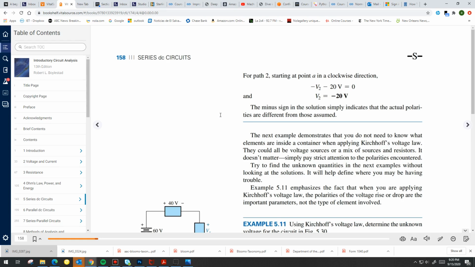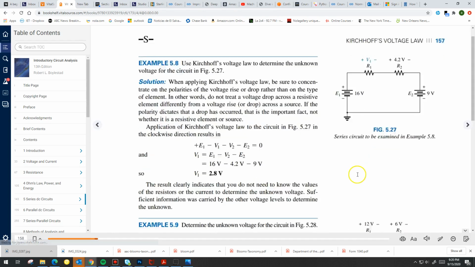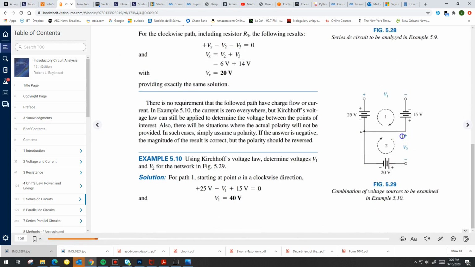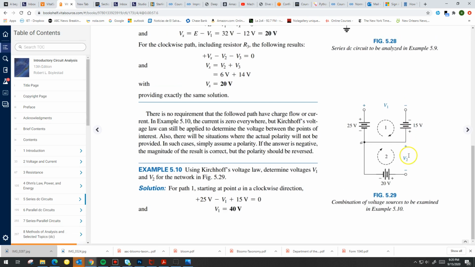And the minus sign indicates that the actual polarities are different than the ones you assumed. In other words, if they tell you, for example, to measure the voltage across V2, they're not going to tell you where the polarities are. But if you take your meter and put the positive lead here and the negative lead here, and the result is negative, it says, oh, wait a minute, it's the other way around. The negative result tells you that you put the leads in the wrong place. That's all it's saying. You can correct yourself. The value of voltage is the same. It's just the polarity that's going to be different.